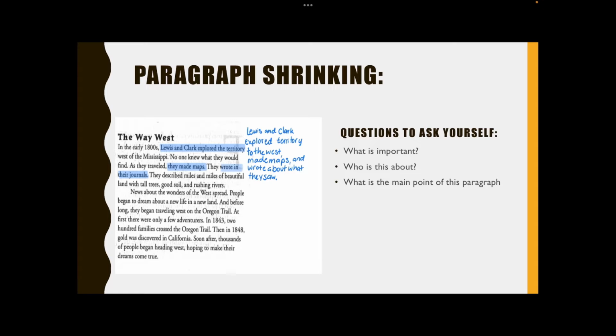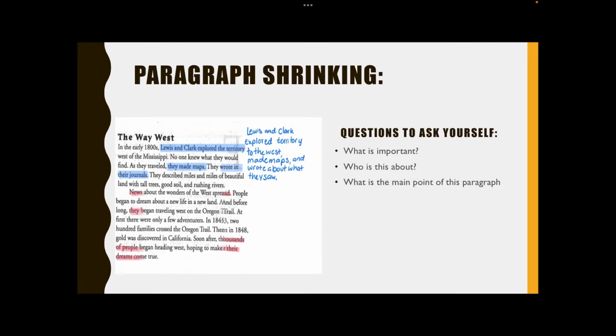All right, so after reading that, what do you think were a few of the main points out of this paragraph? Yes, that the news of the West spread and made people want to go west. Who else can give me one more? Oh, yes, that it went from two people to hundreds of people to thousands of people going west.